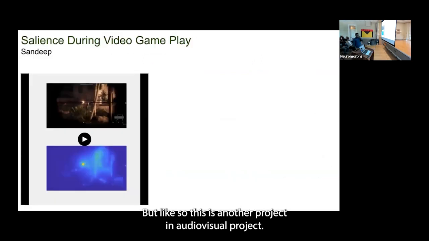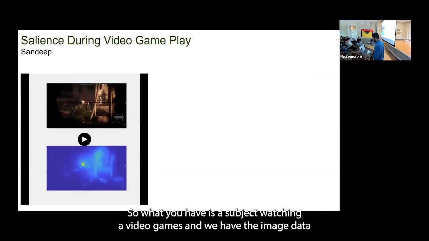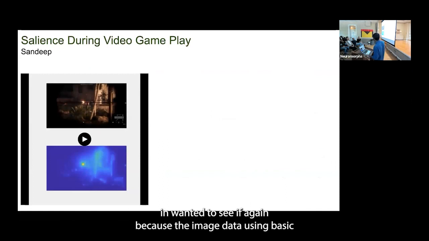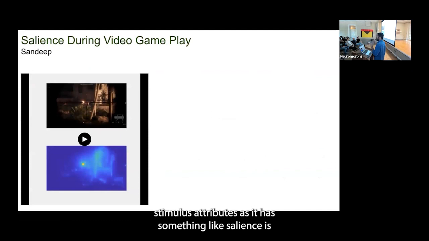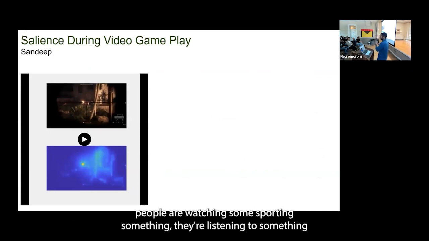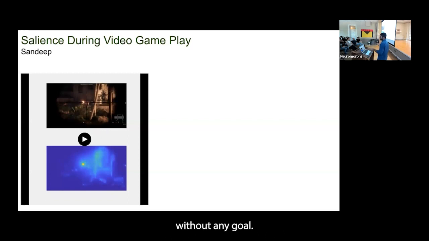Yeah, so this is another project in audio visual fusion. So what we have is a set of subjects watching a video game, and we have their MEG data. We wanted to see if we can decode the MEG data using basic stimulus attributes, as well as something like salience, which is a behavioral observation where people are watching something or listening to something without any goal.